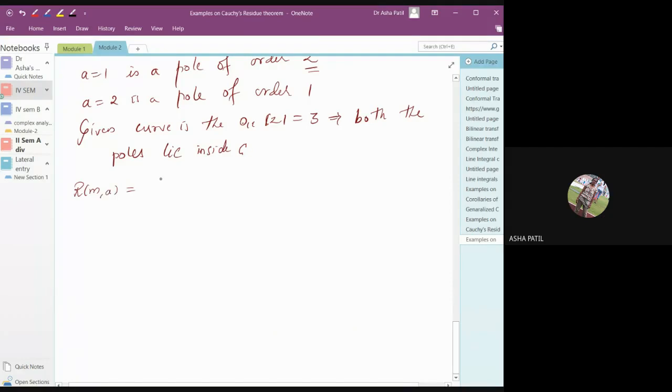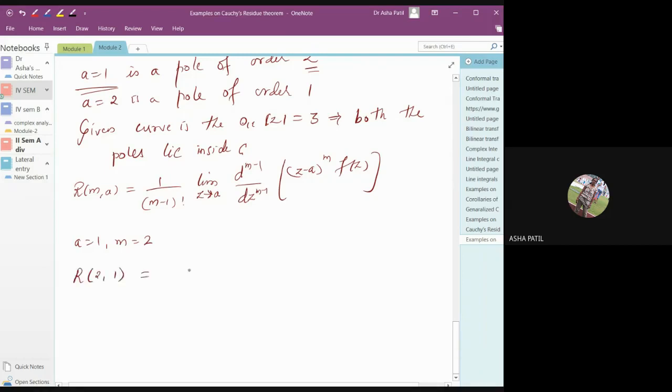Residue. Write the formula once so that you will get it practiced also and you remember it correctly. Every time in the example, you need to write the formula. Limit as z tends to a, m minus 1th order derivative of z minus a raised to m into f of z. Substitute your m and a. For the first one, a equal to 1, m equal to 2. The residue of order 2 at 1.